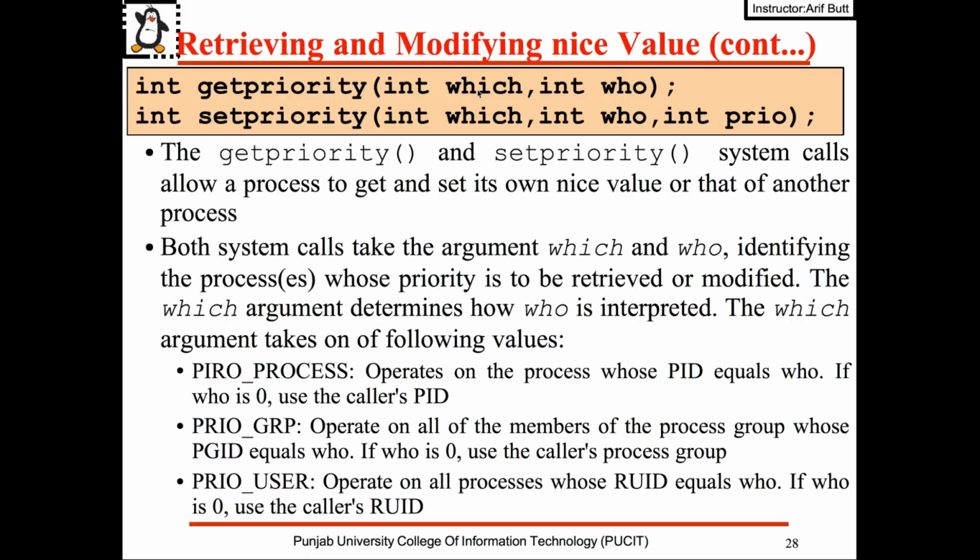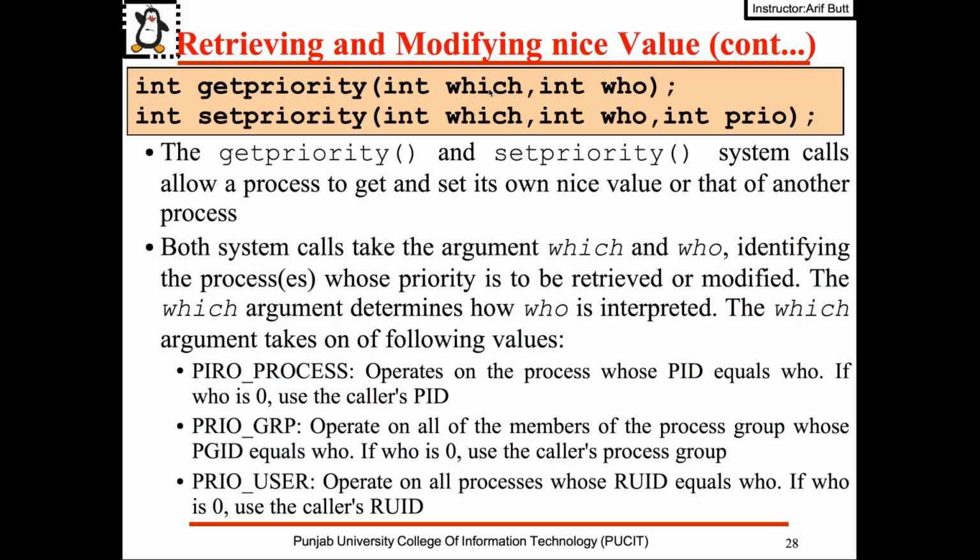The which argument actually determines how the who part will be interpreted. Inside the which part, we can have three values. One is PRIO_PROCESS, the other is PRIO_PGRP, and the other is PRIO_USER. If I write PRIO_PROCESS, that means operate on the process whose PID is given in the second argument. If who is 0, that means use the caller's PID.